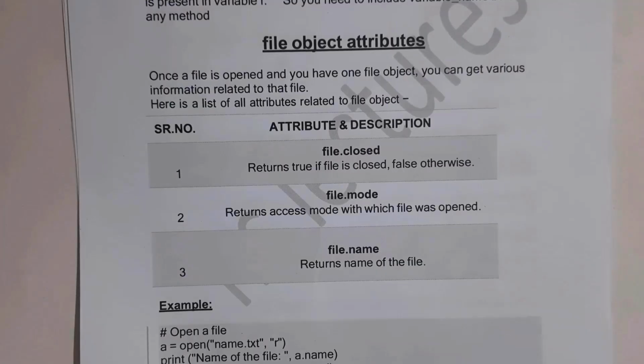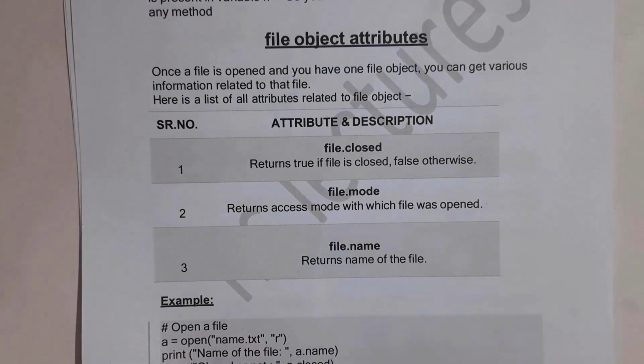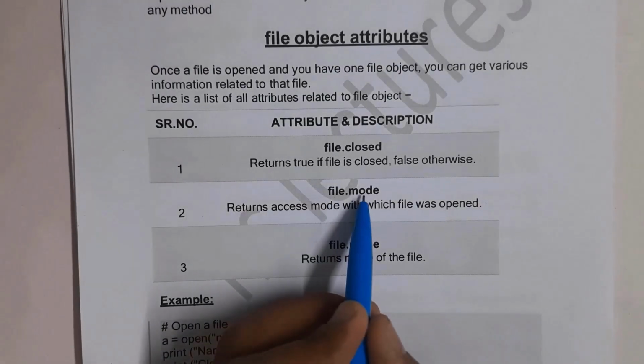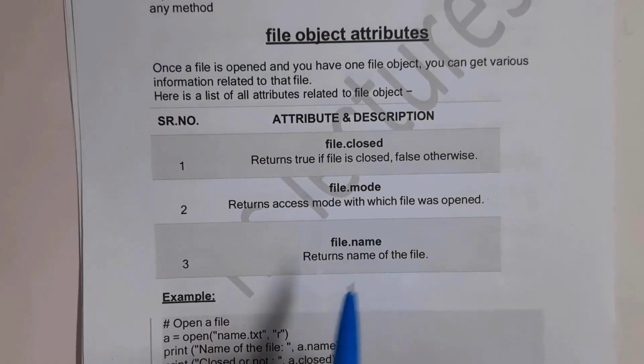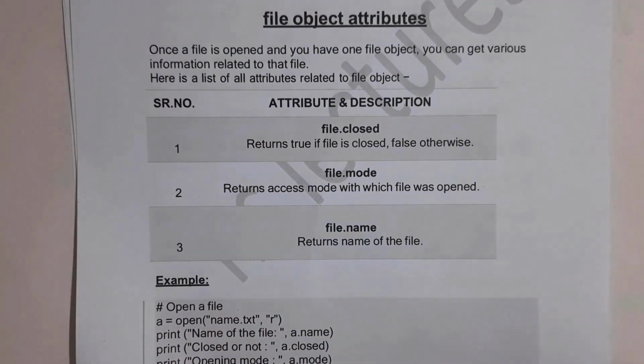Next I will explain file object attributes. Once we open any file, we can get various information about that file. There are three types of file attributes. First one is file.closed, next one is file.mode and next one is file.name. This file.closed attribute will return true if the file is closed. If the file is not closed, it will display false.